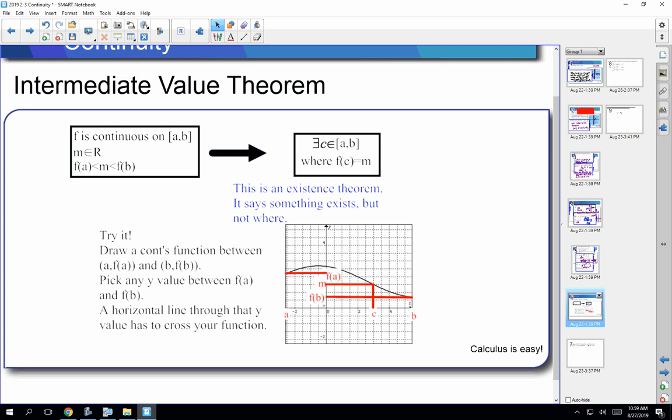This works with continuous functions only. If you have a hole or a jump or a vertical asymptote in there, then you could pick a point that won't have anything to match up with it. But if it's a continuous function, and you have some y value in between f of a and f of b, then there will be an x value that when you plug it into the function will give you that specific y value.